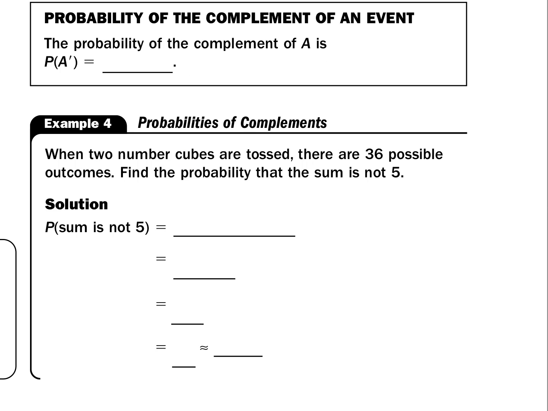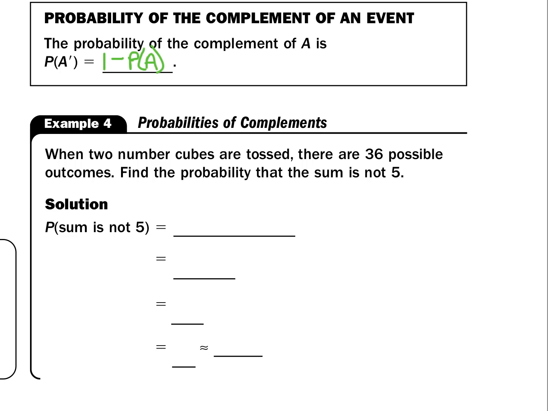And then the last thing we're going to talk about is the probability of the complement of an event. So complement is just the opposite. If I was saying to roll a 1 on a number cube, I would have a probability of 1 out of 6 because there's only one way that I can roll a 1. And then the probability of not rolling a 1 is rolling any other number. So that would just be 1 minus 1 out of 6, or 5 out of 6.